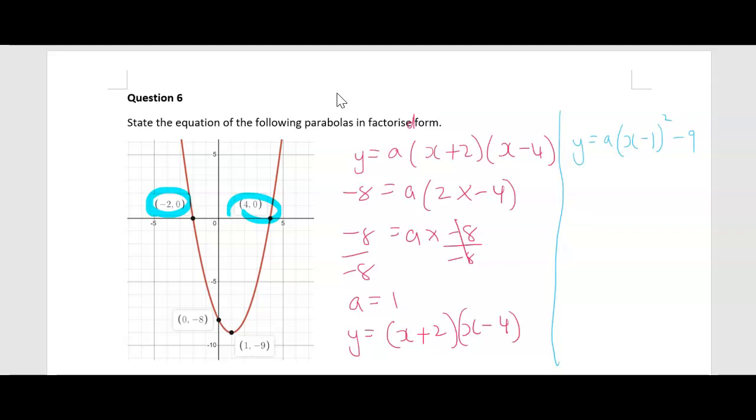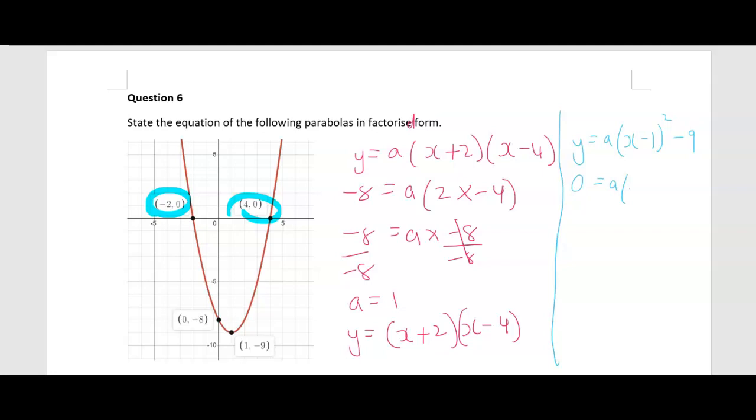And we're again finding a. So you can substitute any point that you haven't already used. So obviously we've already used our turning point. So you can use your y-intercept or you can use either of the x-intercepts. Let's use the y-intercept again because letting y equals 0 is pretty easy. -8.